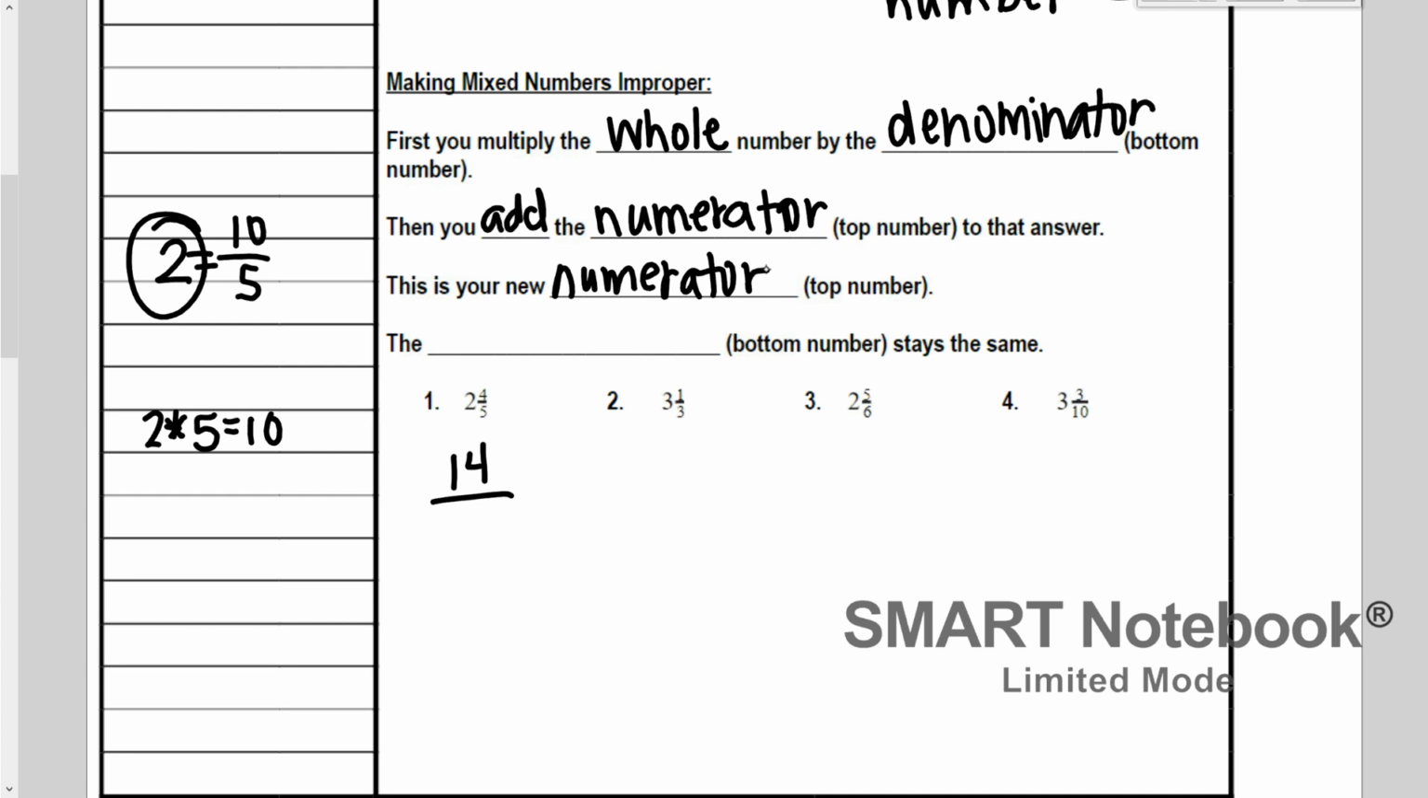Okay, the denominator, that bottom number, stays the same because we still have fifths. We're always talking about fifths here. Okay, so it'd be 14/5. So 2 times 5 is 10, plus 4 is 14/5. If you're feeling comfortable, pause the video, try these next couple on your own. If you want to follow along with me for another example, then try to pause that video, that's fine too. So here we'd have 3 times 3 is 9, plus 1 is 10. So our numerator would be 10, our denominator stays the same, so that would be 3.